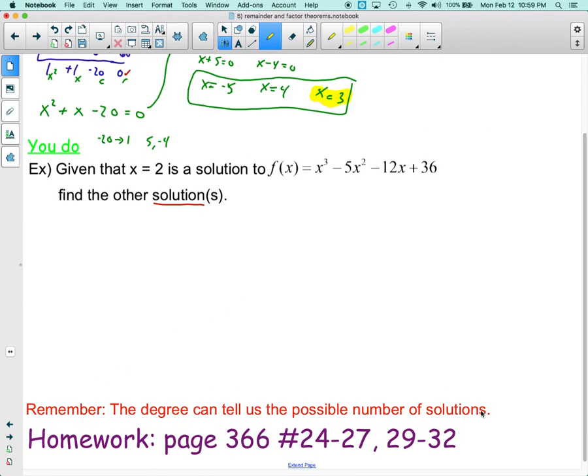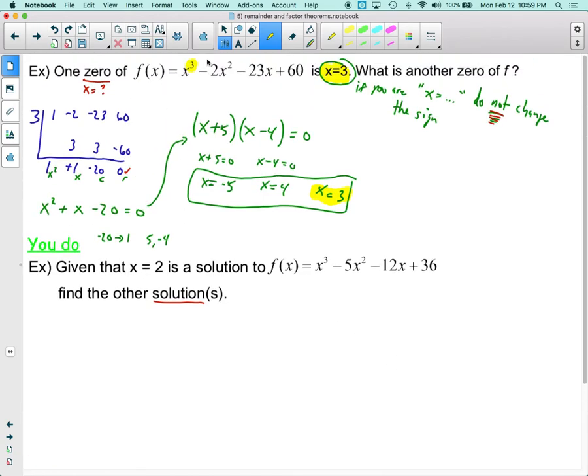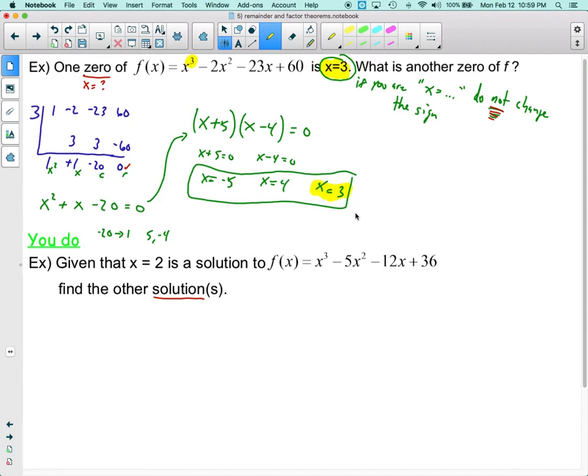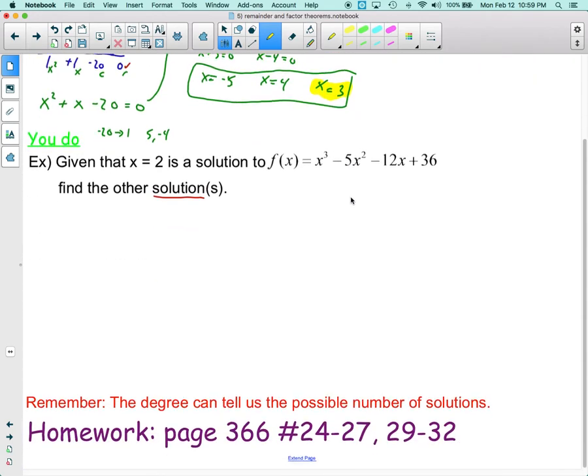I did put a reminder down there at the bottom. Remember, the degree can tell us the possible number of solutions. Since that said 3, we knew we had to have 3 answers. So just one of those little things to remember. So again, as we look at this problem, it has a highest exponent of 3, so that when we're done, we better have 3 x's as our solutions.